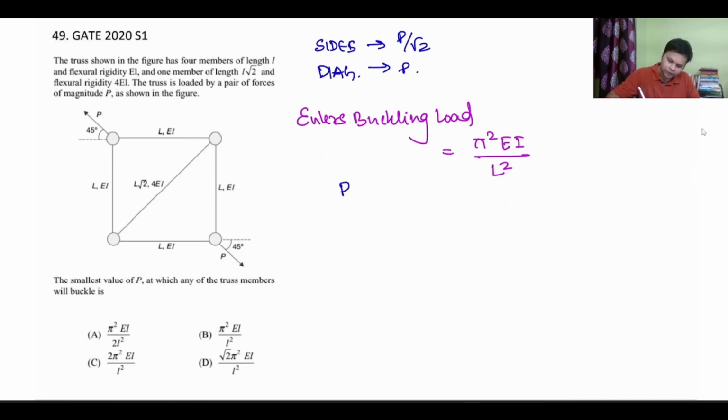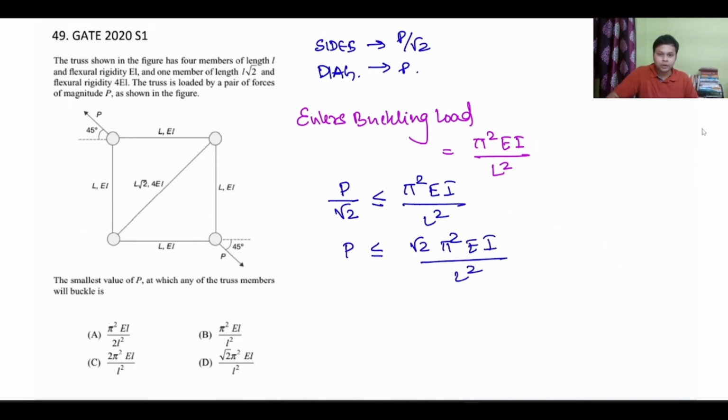Now let us find the Euler's buckling load for the sides, where the force is P by root 2. Let us start with the sides. The force P by root 2 should be smaller than or equal to the Euler's buckling load for buckling not to happen. So for buckling not to happen, the maximum load that can be applied should be less than root 2 pi square EI by L square. This is for the sides.